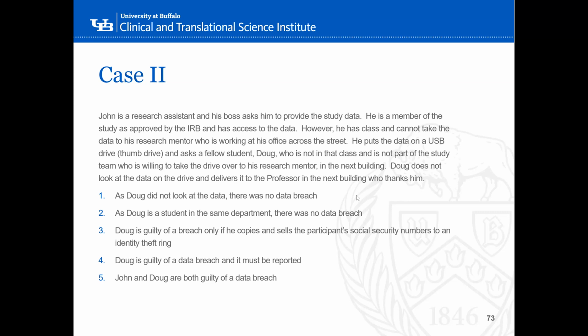Number 1, as Doug did not look at the data, there was no data breach. Number 2, as Doug is a student in the same department, there was no data breach. Number 3, Doug is guilty of a data breach only if he copies and sells the participant's social security numbers to an identity theft ring. Number 4, Doug is guilty of a data breach and it must be reported. Number 5, John and Doug are both guilty of a data breach.